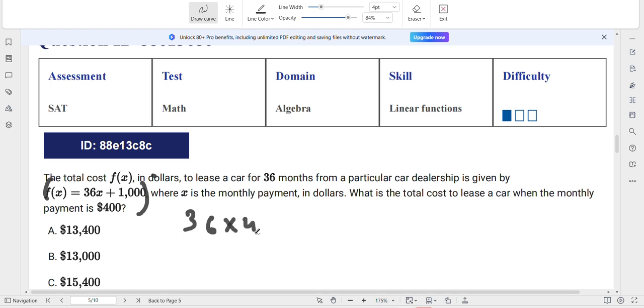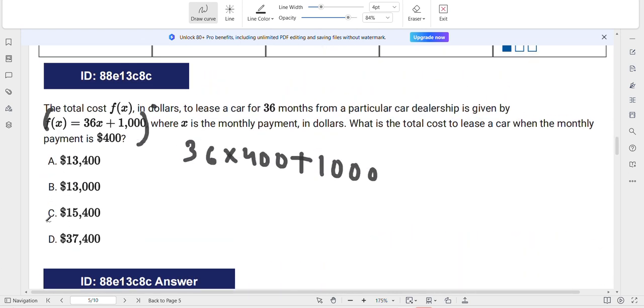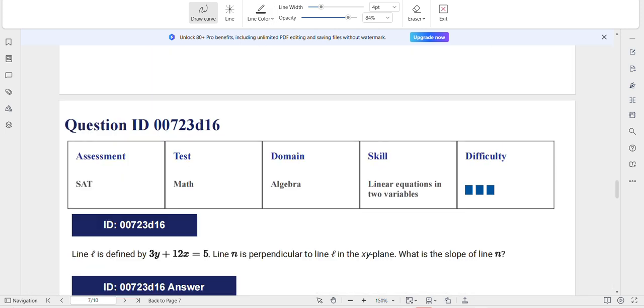36 times 400 plus 1000. So if we solve this equation, we get our value as 15400, which is answer C. So this is the answer for this type of question, and this is a very basic question and a most common question too. So this is our next question for today.